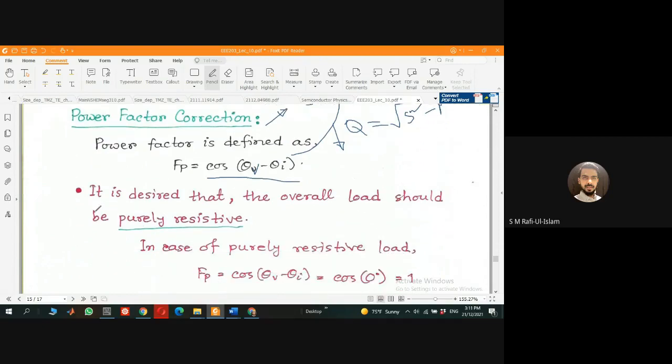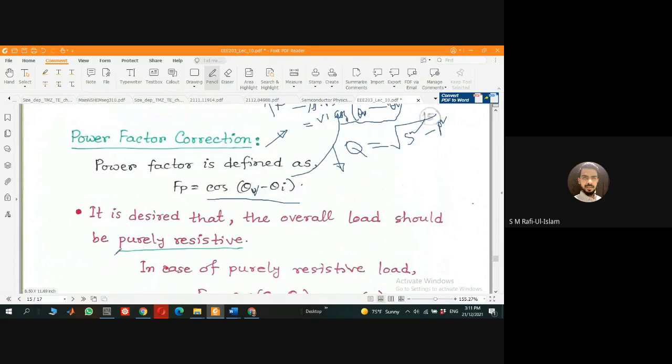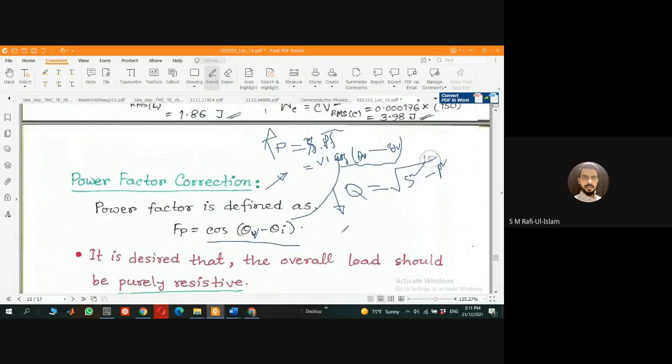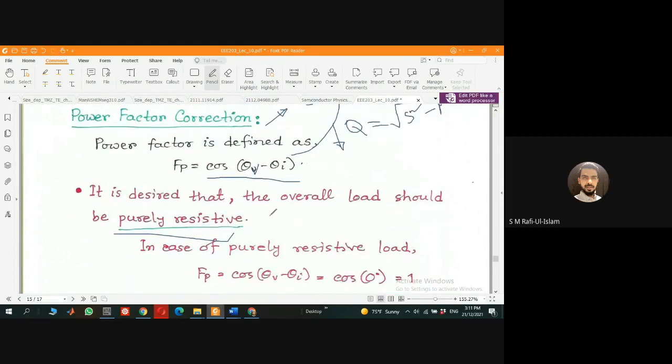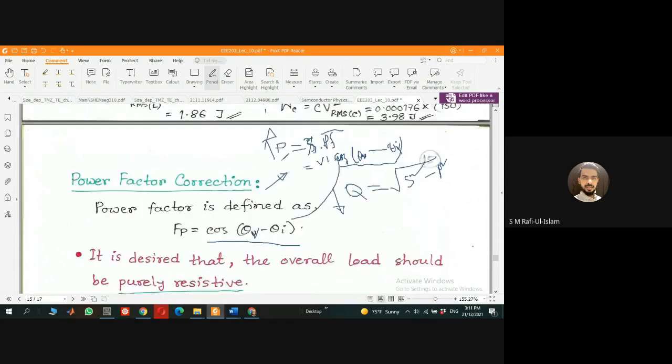So generally we want to make it purely resistive. What does it mean? Purely resistive means theta V minus theta I is 0, right? So cos 0 means 1, which means we'll get only real power. So reactive power is 0. Do you understand? Purely resistive means power factor 1, and power factor 1 means we'll have only real power, because P equal to this relation will become P equal to what? VI, right?